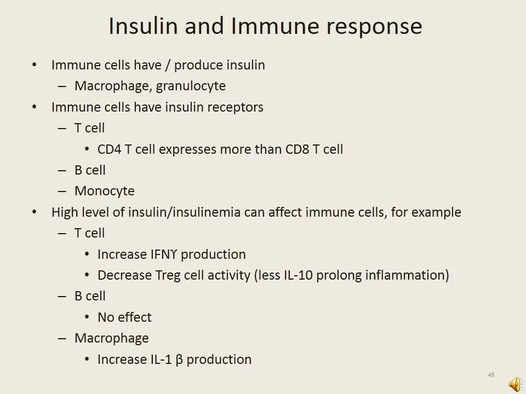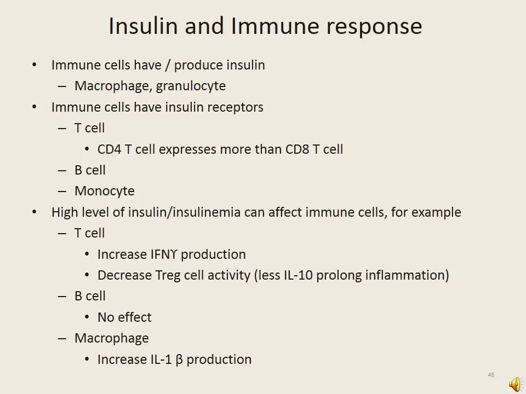Insulin and the immune response. It is shown that some immune cells, like macrophages and granulocytes, can produce insulin, and the receptor for insulin is expressed on many immune cells, like T cells and B cells, okay. When they studied deeply, they compared and showed that the CD4 T cell expresses a higher number of insulin receptors than the CD8 T cell, okay.